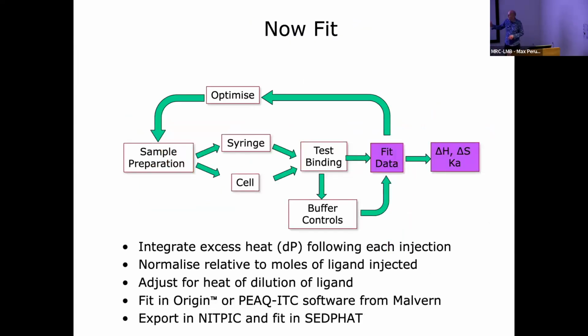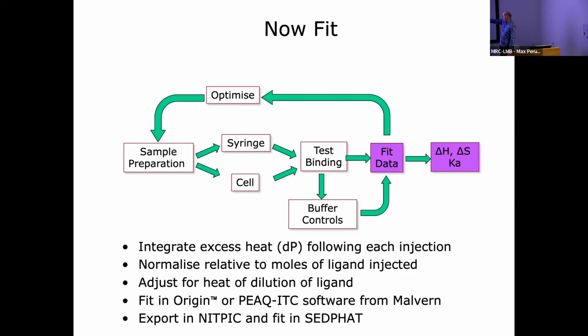Okay, so what it does is, for all those peaks, it integrates the power difference in all these injections. It normalizes relative to the moles of ligand injected. It adjusts for the heat of dilution of the ligand. So you imagine you've got a fixed volume of cell, and then you're injecting small volumes in. So the volume at the end is going to be bigger than the volume you actually started with, so it needs to adjust for that.